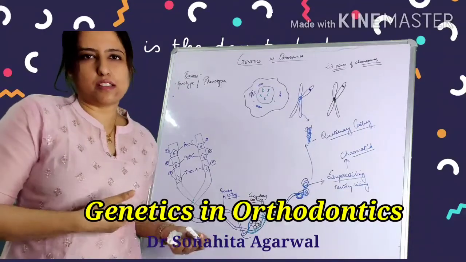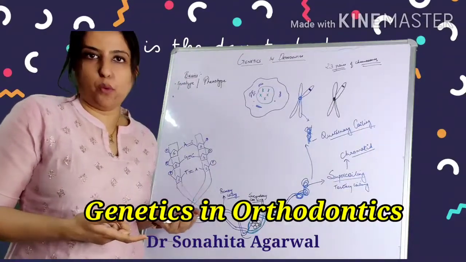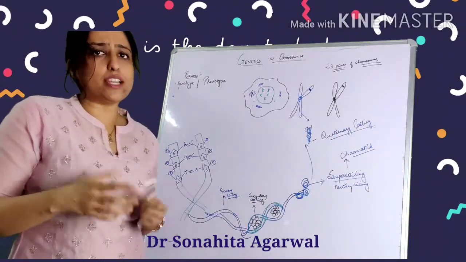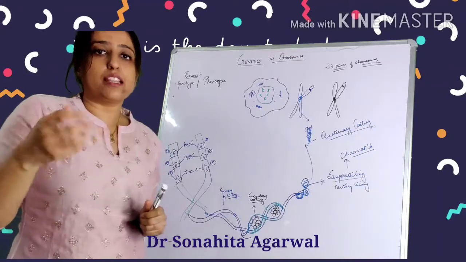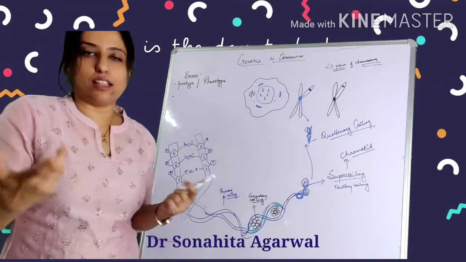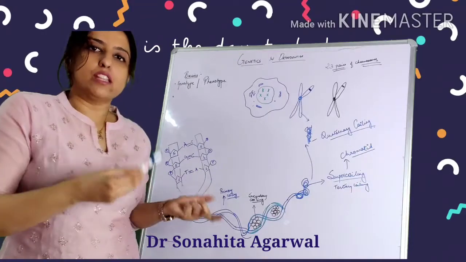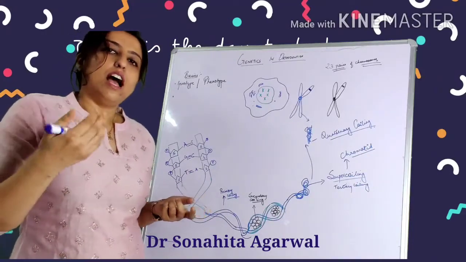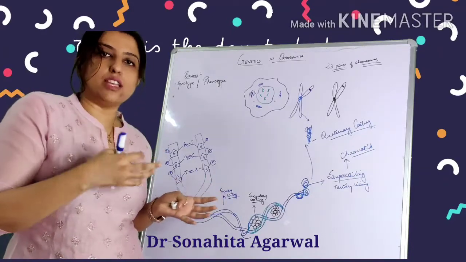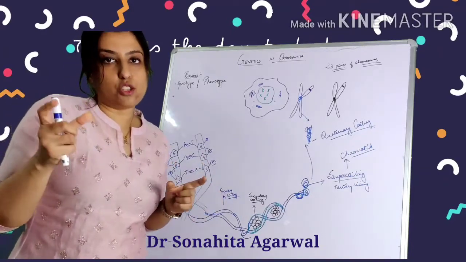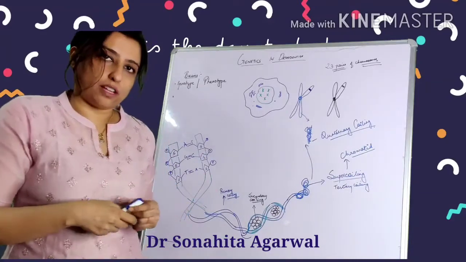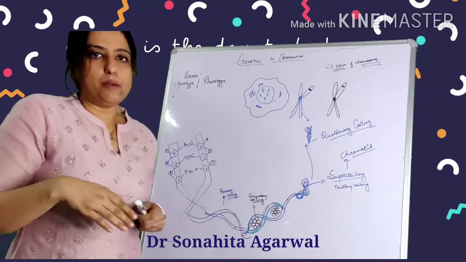Some things have to be described that I'm going to describe on the board, and the rest of the things I'll just explain. So genetics, when we talk about, the thing that strikes in our mind is gene, DNA, all that stuff, right? We have learned it in primary classes, and now we are going to learn more in detail about how these genes and the genetic makeup, the DNA, affect malocclusion in orthodontics, right? So we'll start with the basics.